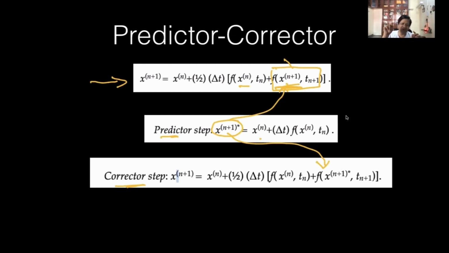Better, quote, easier. It's easier than the implicit scheme. Okay, so predictor-corrector is a very popular way to overcome these issues of implicit solvers. Okay, so stability.